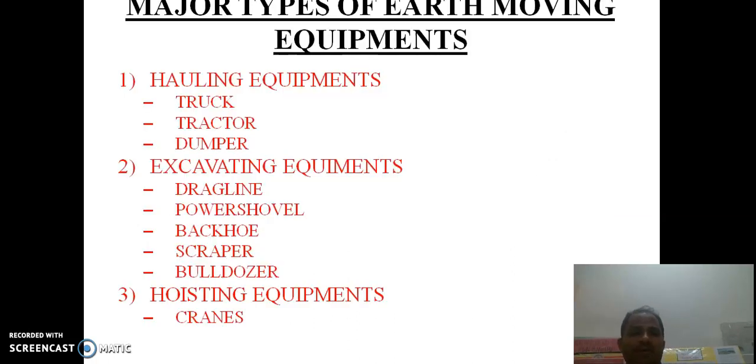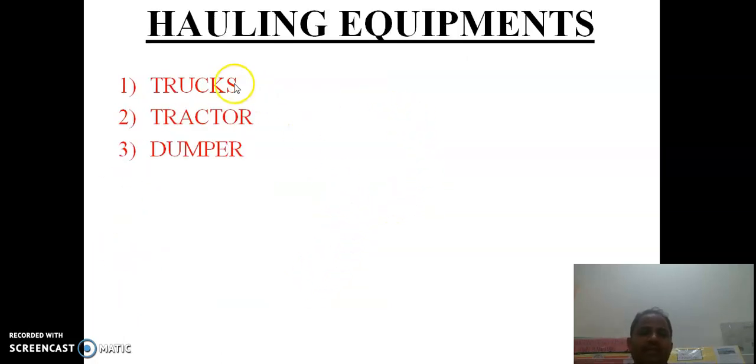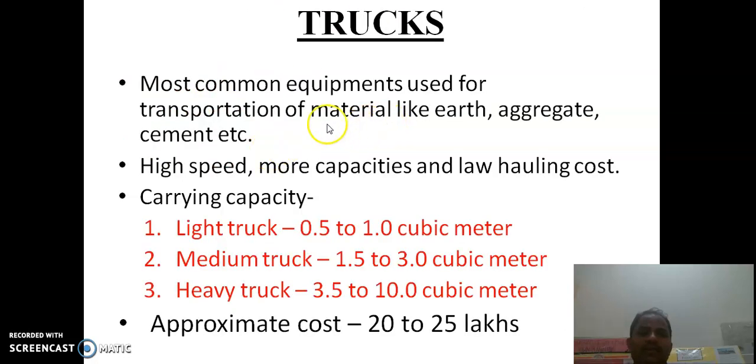Major types of earth moving equipments: hauling equipments, truck, tractor and dumper, means the material can be shifted from one place to another place. Excavating, drag line, power shovel, backhoe, scraper, bulldozer. Hoisting equipments, cranes. Trucks, we are well aware of the trucks. We see trucks transporting materials from one place to another place or on the construction site.